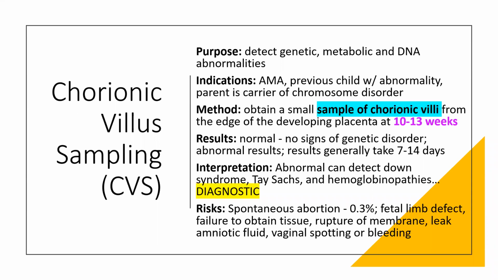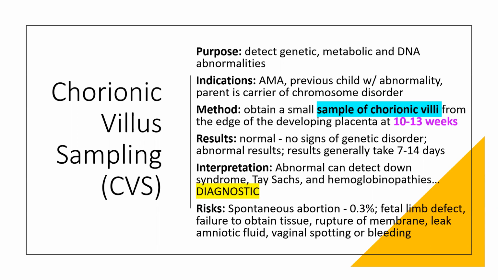Indication of this would be, of course, advanced maternal age, a previous child with the abnormality, or maybe the parent is a carrier of a chromosomal disorder. This is, it's in the word, so this was very, very easy to remember, but it's a sample of the chorionic villi, sampling, of course, from the edge of the developing placenta at 10 to 13 weeks. Okay. The results of this would be, takes about 2 weeks, but this can detect Down syndrome, Tay-Sachs, and hemoglobinopathies as well.